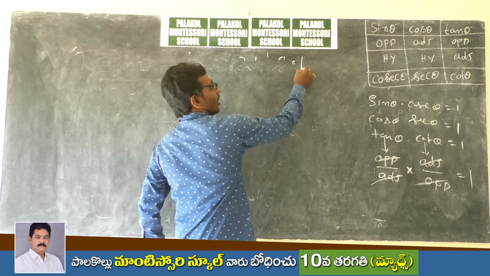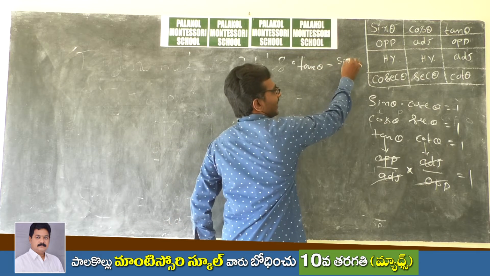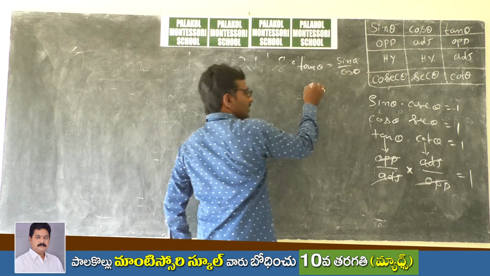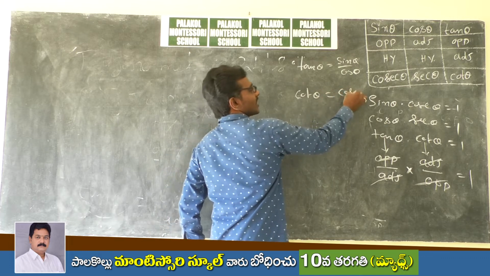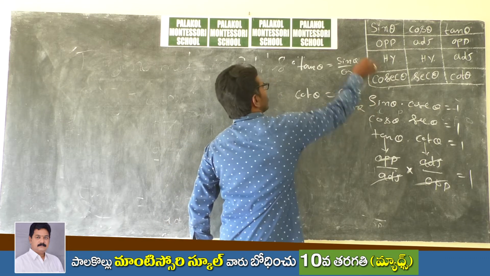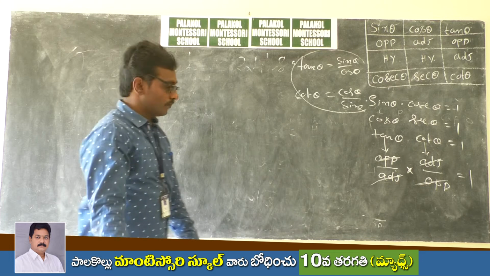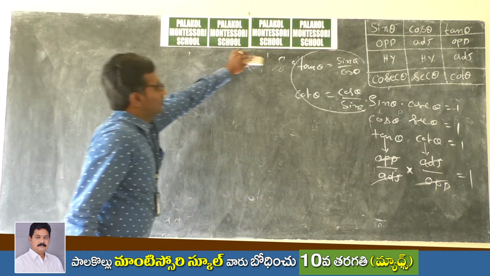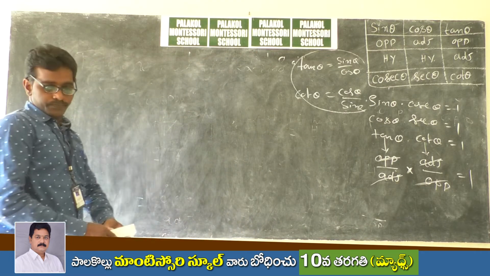So tan theta is equal to sin theta by cos theta, and cot theta is equal to cos theta by sin theta. Okay? Now, I give you some examples of this concept.